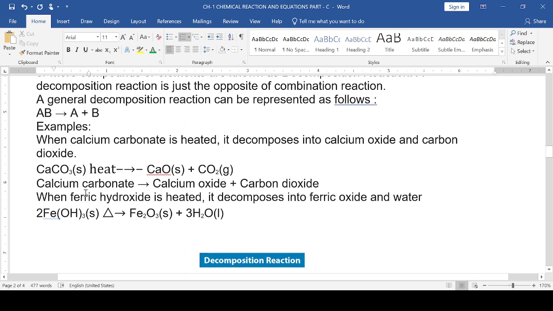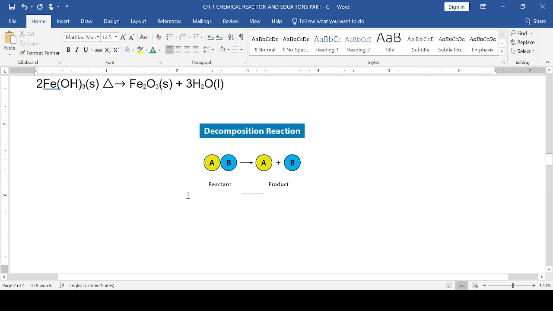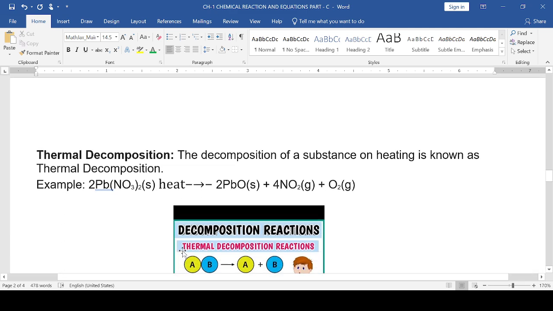So here is an example again. Couple of examples are given. When calcium carbonate, CaCO3, which is in the solid state, is heated, what are you going to get? You are going to get calcium oxide, which is a solid, along with carbon dioxide, which is a gas. Another example of a decomposition reaction. Symbolically, we have represented it with the help of the image so that you can remember, students.